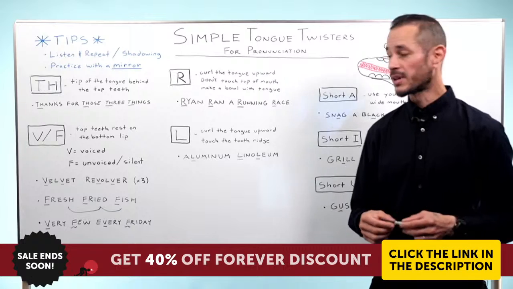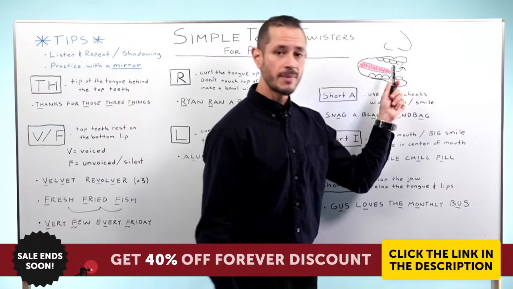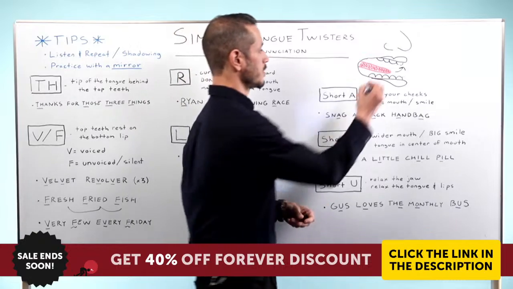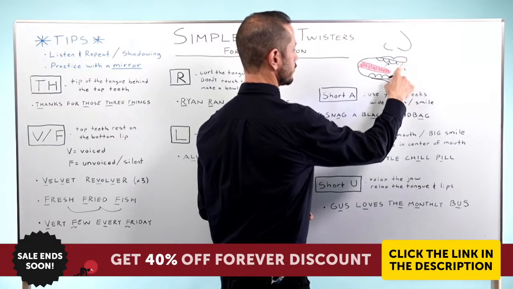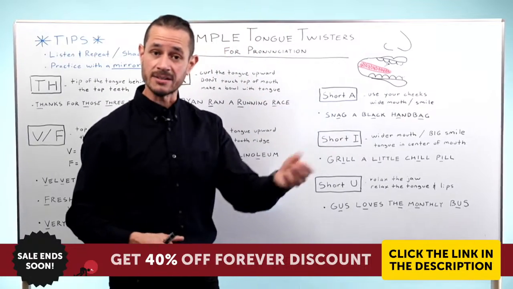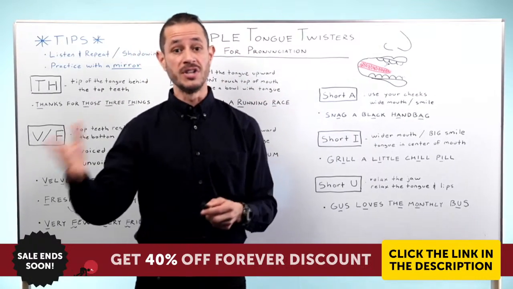E-E-D. So place your tongue on the top of the mouth and D. So tongue up here on the roof. D. So dance, drive, double.